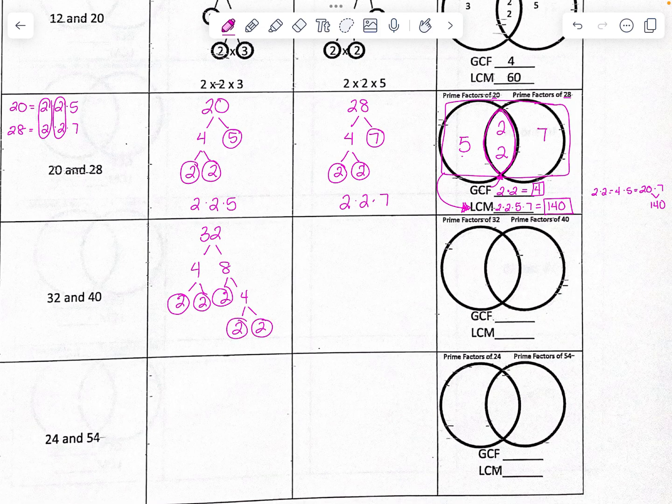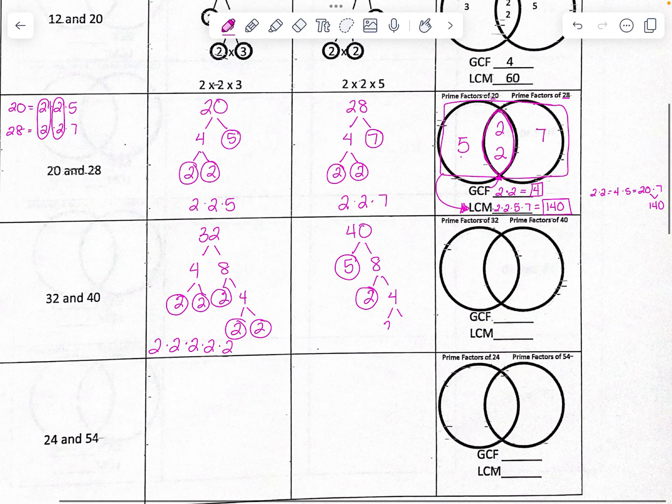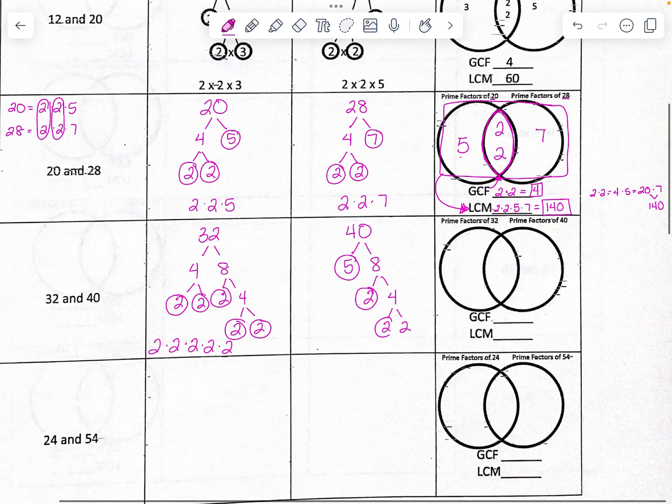Okay, so the prime factorization of 32 is 2 times 2 times 2 times 2 times 2. Then I move on to 40. I'm going to do 5 and 8. 5 is prime. I'm going to multiply 2 times 4 to get 8. 2 is prime. And then 2 2's for 4. So the prime factorization of 40 is 2 times 2 times 2 times 5.